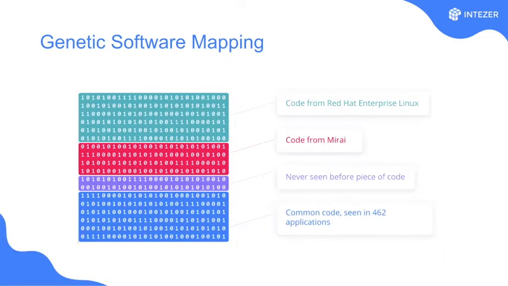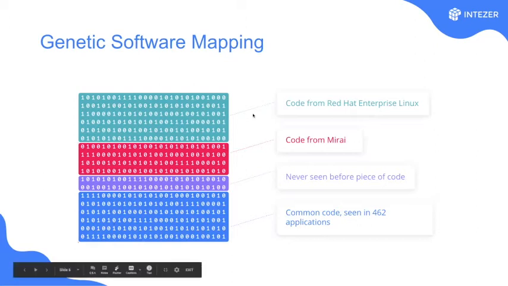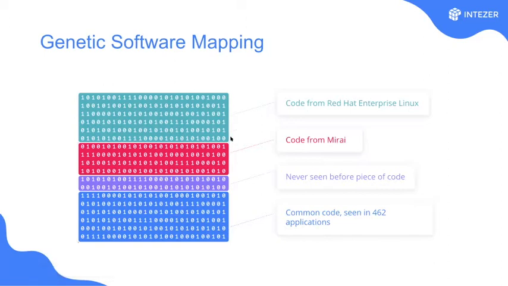So for example, once you analyze this file in the genetic software mapping engine, after a few seconds, we can show you that this code is code from Red Hat Enterprise Linux. That's why it's marked as trusted. We can mark this code as code which is malicious. We've seen it in Mirai.